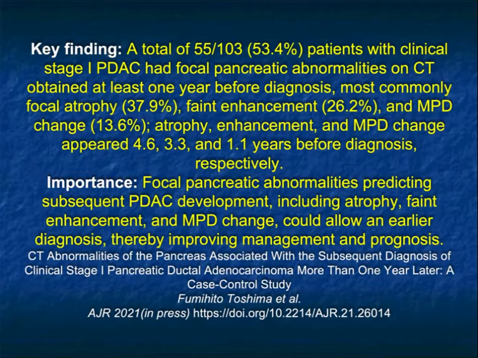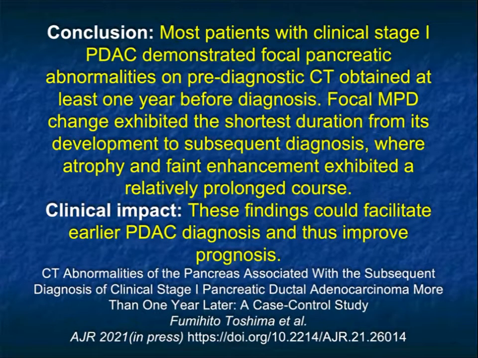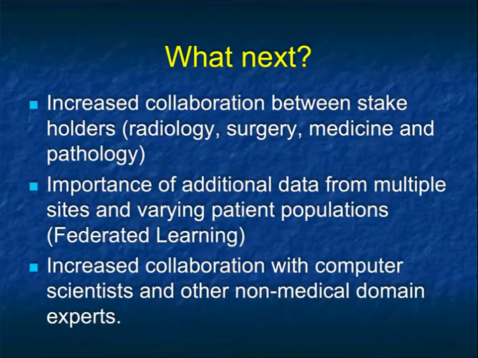So as we look for new paradigms, this is going to be very, very important. Most patients with clinical stage 1 pancreatic cancer demonstrated focal pancreatic abnormalities in pre-diagnostic scans at least 1 year before diagnosis. These findings could facilitate earlier pancreatic diagnosis and therefore improve prognosis. Again, this is very important to us because it tells you there's a period of time, maybe 6 months to maybe 3 to 4 years, where we can pick up cancer early in the pancreas. We never thought that, but maybe that indeed is the message.